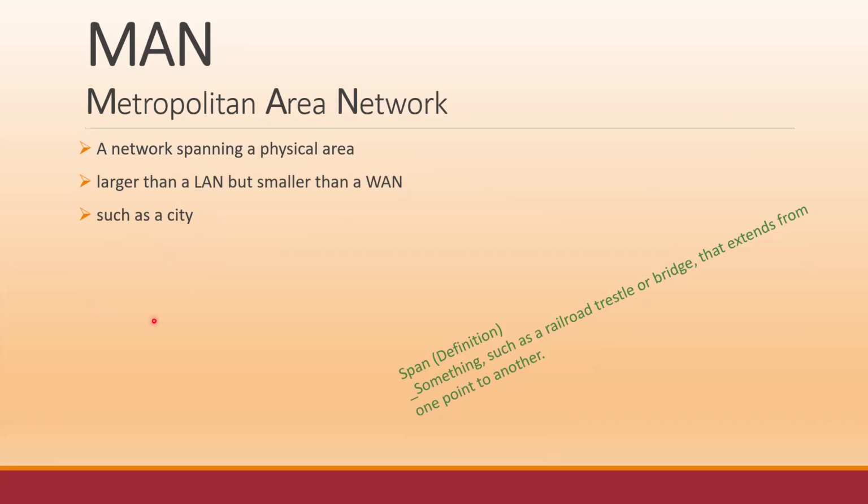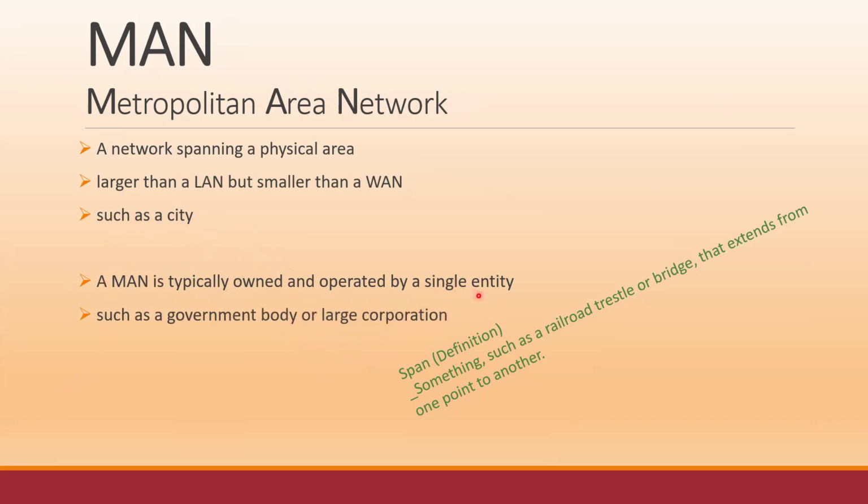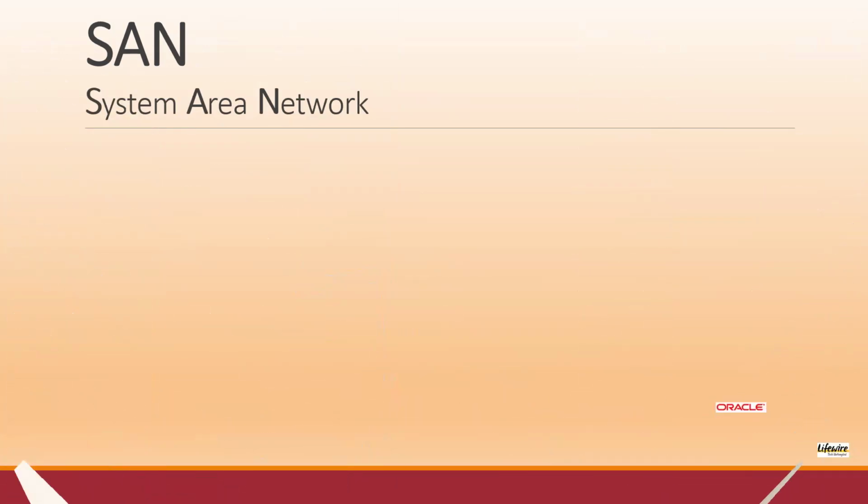So all the traffic lights and maybe some security cameras or the speed traps or whatnot, they could be connected to the metropolitan area network. And they will be working together. A MAN is typically owned and operated by a single entity, such as a city or a township or whatnot. Some references. Okay, let's go on.